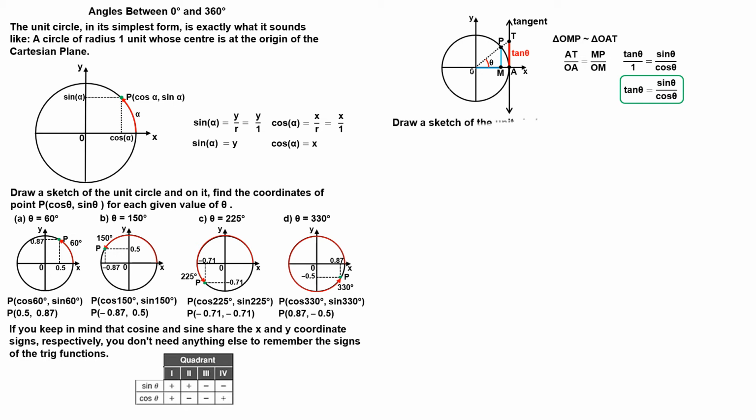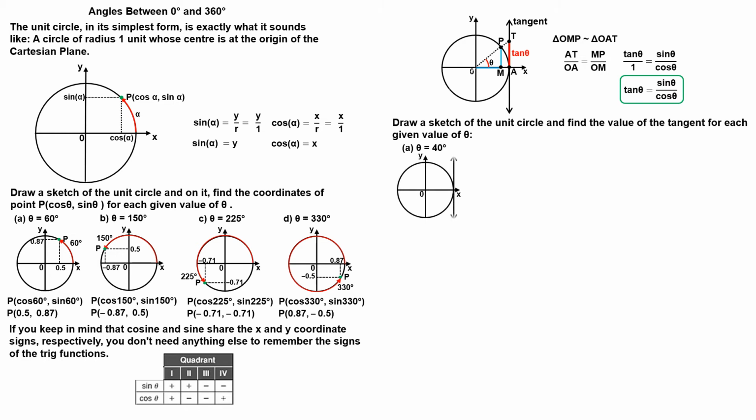Draw a sketch of the unit circle and find the value of the tangent for each given value of theta. Start by drawing the unit circle and the tangent line. Then trace out an angle of 40 degrees. Use your GDC to find the value of the tangent of 40 degrees. We can represent this value of tangent on the tangent line, and to do this, we just extend the terminal side of the angle to meet the tangent line.